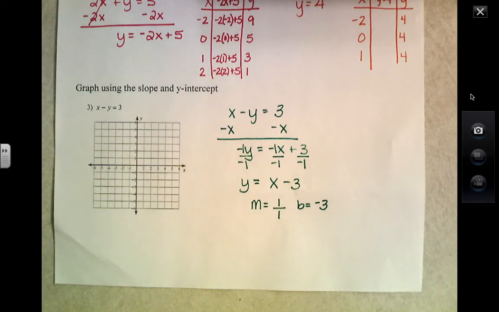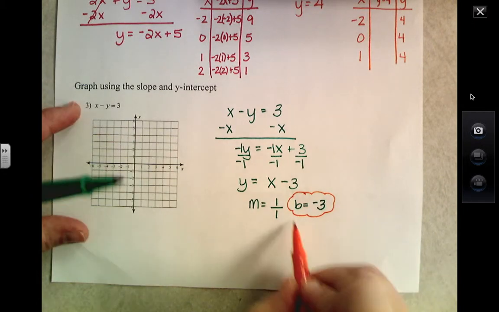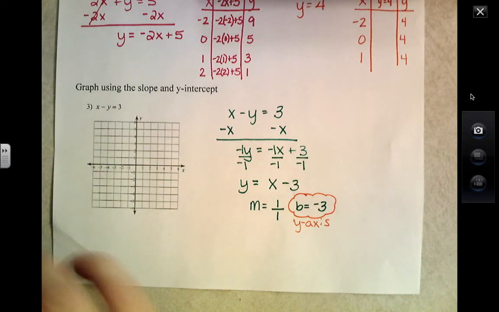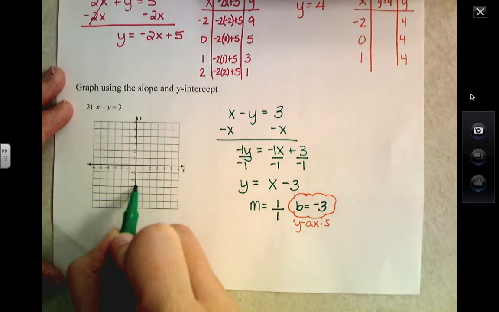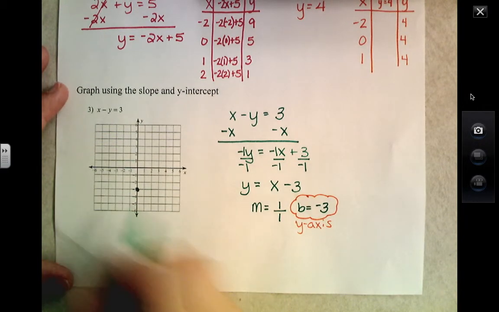Okay, so as we talked about a few minutes ago, we're going to begin with b. So b gets plotted on the y-axis. Okay, so I'm going to come over to the y-axis and find negative 3. Y-axis is up and down. It's labeled if you're not sure. Sometimes it's not labeled though, so you do need to know that. And I'm going to plot negative 3 on that axis.